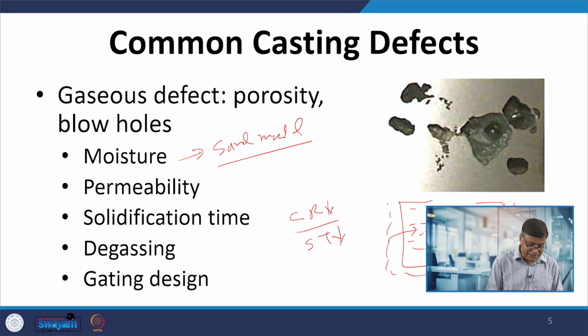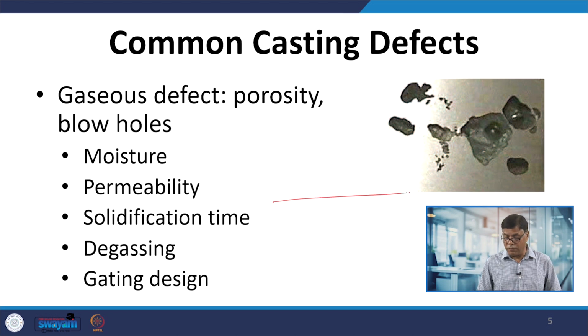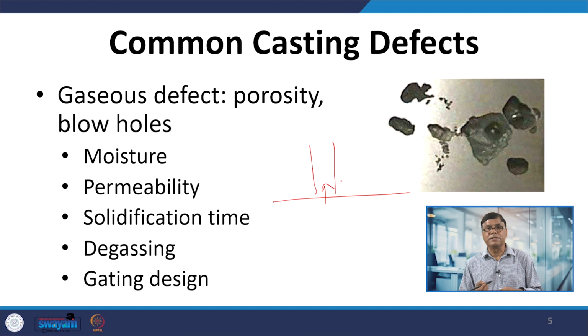Second, if the gases are too much and if your venting is not proper, like the mold which has been designed does not have much provision for the venting of the gases and air. Okay. So, venting holes are made. If that is not appropriate, then these gases will also get entrapped with the molten metal. That is another one.